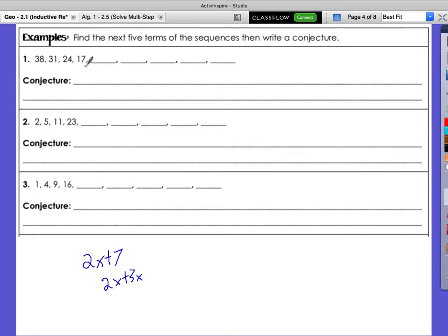What do we see that's happening in number 1, Gracie? It's going down by 7. From 38 to 31, we're subtracting 7. From 31 to 24, we're subtracting 7. 24 to 17, we're subtracting 7.